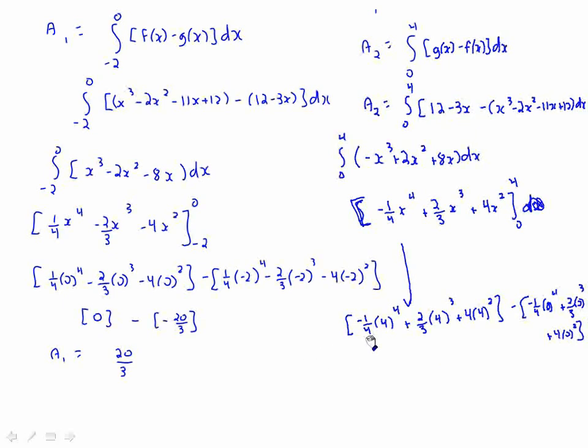And then the rest of it, when we put it through our calculator: negative 1 divided by 4, open bracket, 4 to the exponent of 4, plus 2 divided by 3, open bracket, 4 to the exponent of 3, that is 64, 4 cubed is 64. You obviously don't need to put the exponents in if you don't want. Plus 4 times 4 squared. When we do all this, I get 128 over 3 minus 0. So therefore A2 is equal to 128 over 3. And we could now say that the total area is equal to 20 over 3 plus 128 over 3. So the total area is equal to 148 over 3 square units.